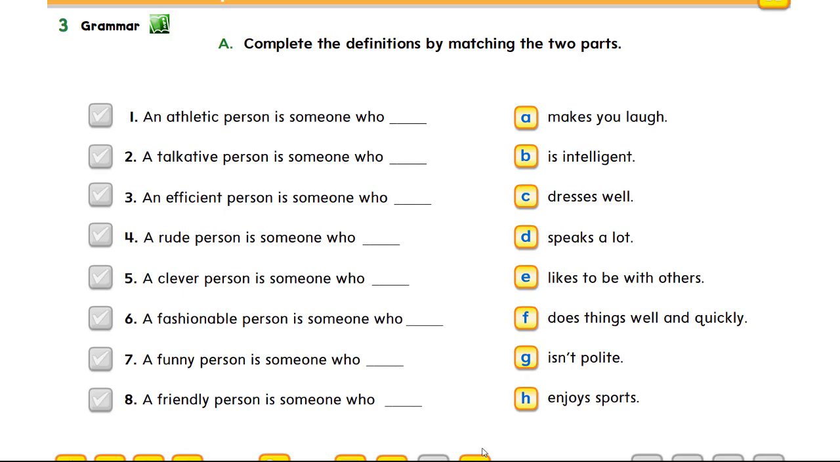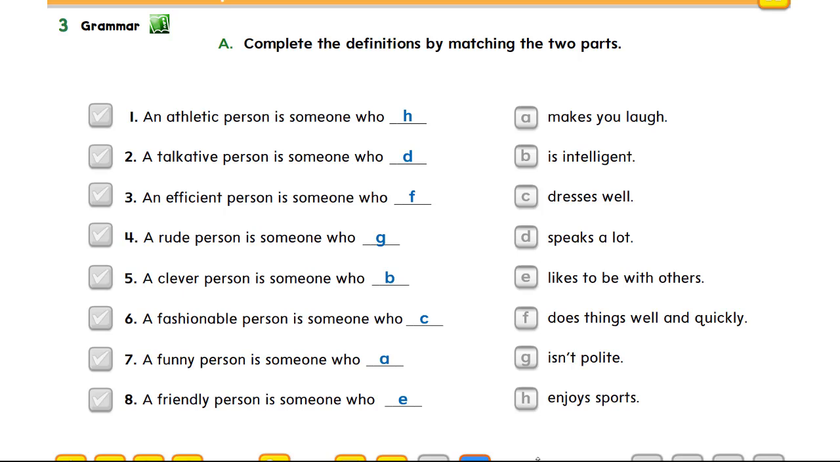Complete the definitions by matching the two parts. Answers. An athletic person is someone who H enjoys sport. 2. A talkative person is someone who D speaks a lot. 3. An efficient person is someone who F does things well and quickly.